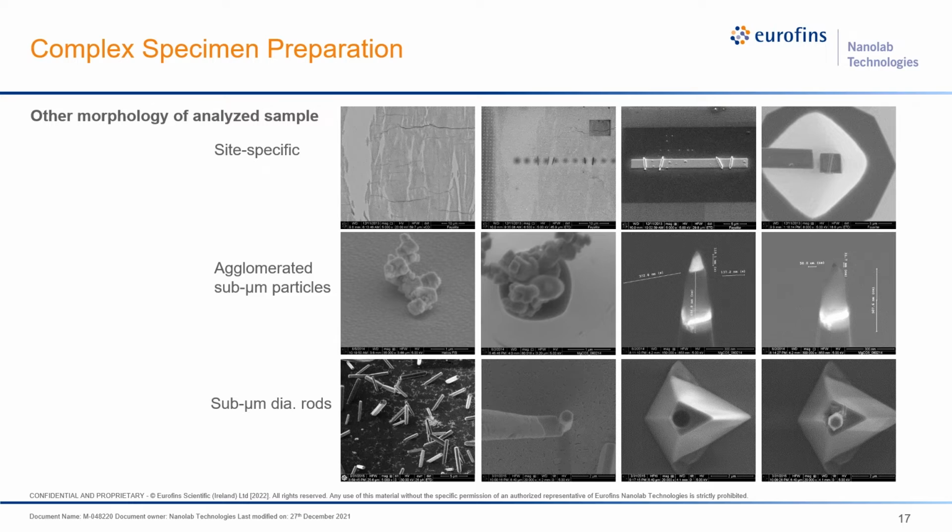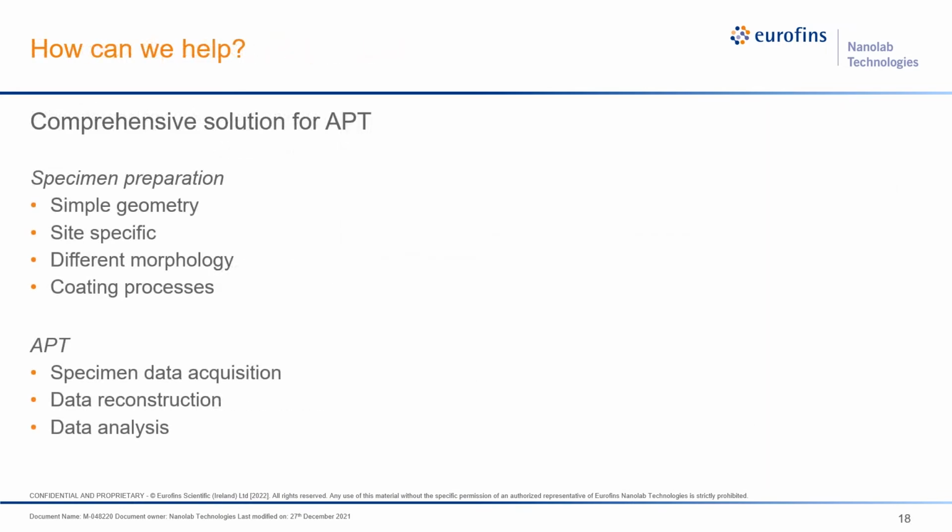And at Nanolab, we have the capability to work with all of these different types of morphologies and complex sample preparation. Overall, specifically for atom probe, we provide a very comprehensive solution here at Nanolab, right from the specimen preparation to data acquisition, the reconstruction, as well as the analysis.